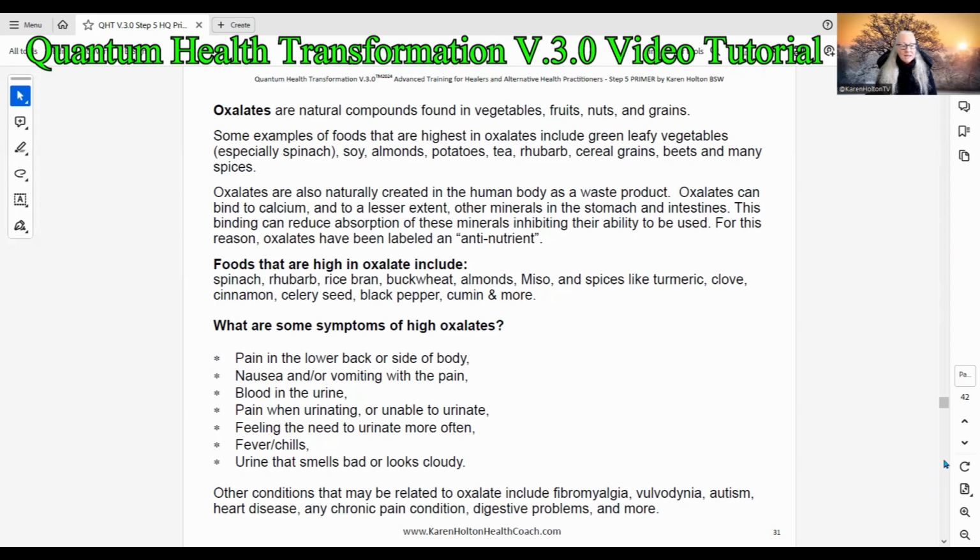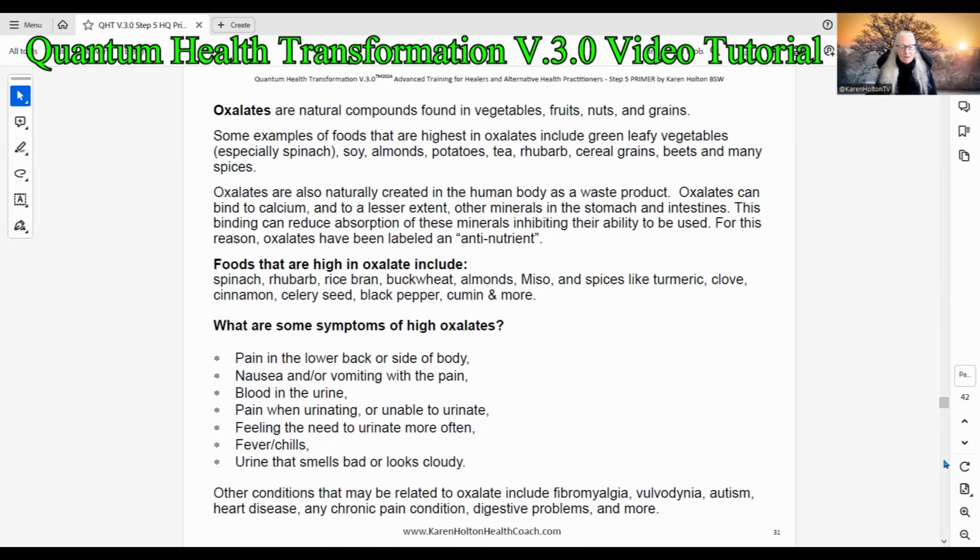Foods that are high in oxalate include spinach, rhubarb, rice bran, buckwheat, almonds, miso, and spices like turmeric, clove, cinnamon, celery seed, black pepper, cumin, and more. What are some symptoms of high oxalates? Pain in the lower back or in the side of the body, nausea and or vomiting with the pain, blood in the urine, pain when urinating or unable to urinate, feeling the need to urinate more often, fever and chills, and urine that smells bad or looks cloudy.